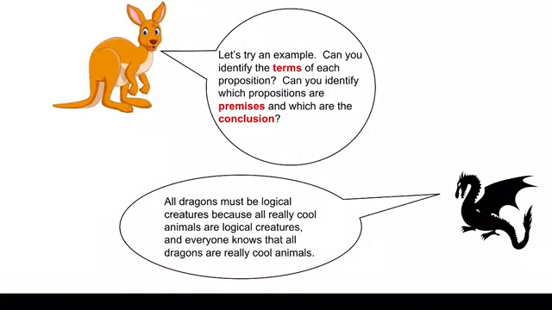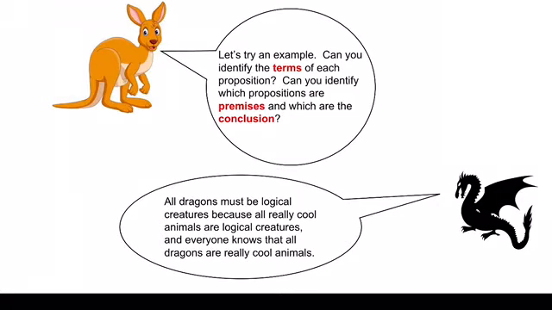And now we have our little friendly kangaroo and logic dragon that come back in. And kangaroo says, let's try an example. Can you identify the terms of each proposition? And also, can you identify which propositions are the premises and which are the conclusion? And so Logic Dragon starts off and he says, all dragons must be logical creatures because all really cool animals are logical creatures. And everyone knows that all dragons are really cool animals.